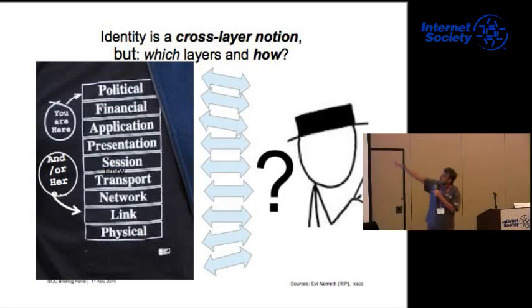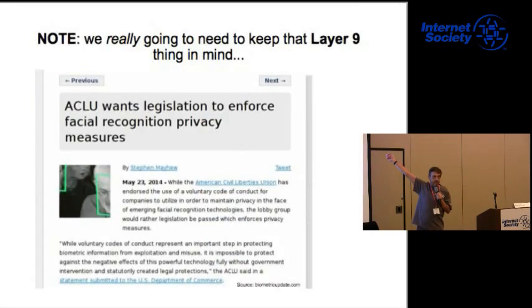Next one. We also really need to keep in mind layer 9. The ACLU wants legislation on facial recognition privacy, for example. This is just the tip of the iceberg. We need to realize that not everything can get automated, and not everything can be enforced at the technological layers. Layer 9, the legal, regulatory, and legislative things, can be a useful tool, but it also can cut both ways. Like anything else, it's dual use technology. You just have to keep it in mind and try to use it effectively. And that's everything.